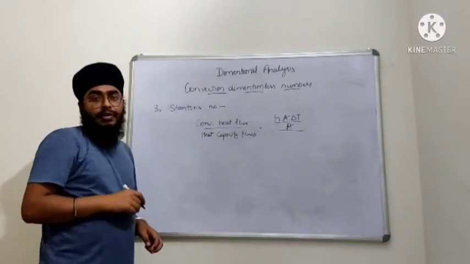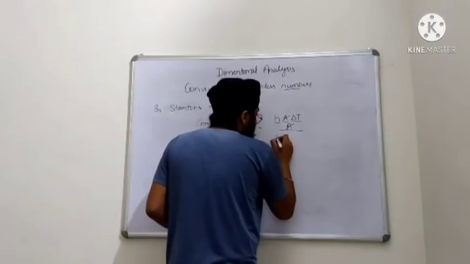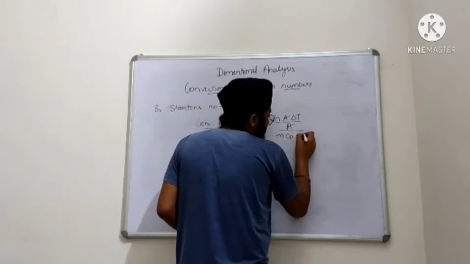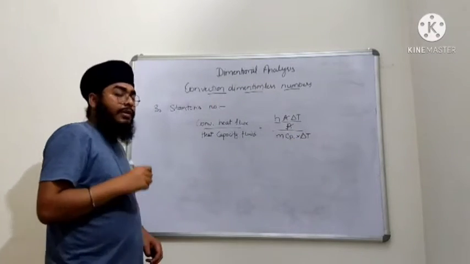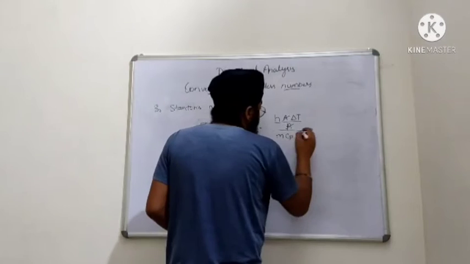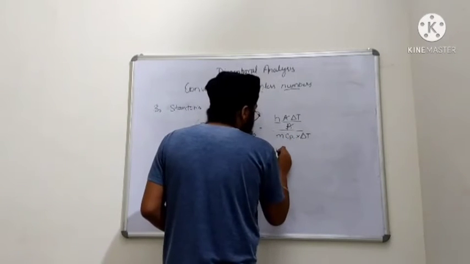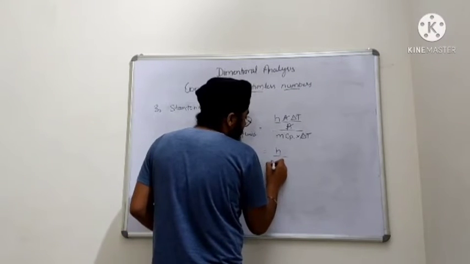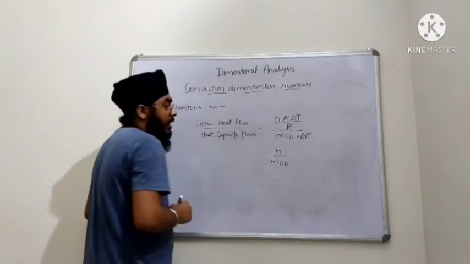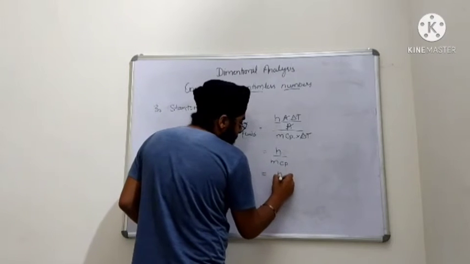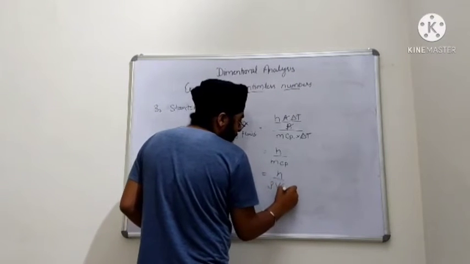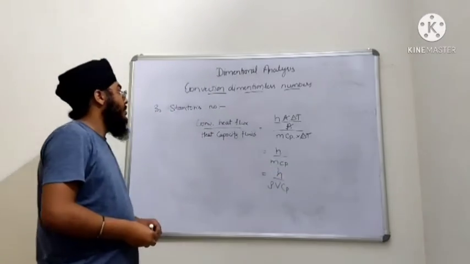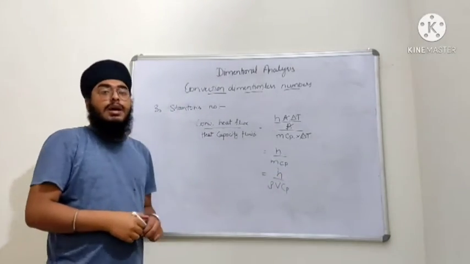Now heat capacity for fluid is m Cp, and we will multiply it with delta T because we are taking the temperature per unit area. So it will be written as H delta T upon m Cp delta T, and delta T will also be cut out. It will be H upon m Cp. Now I can write m as rho into V. So this will be H upon rho V Cp. So this was Stanton's number.